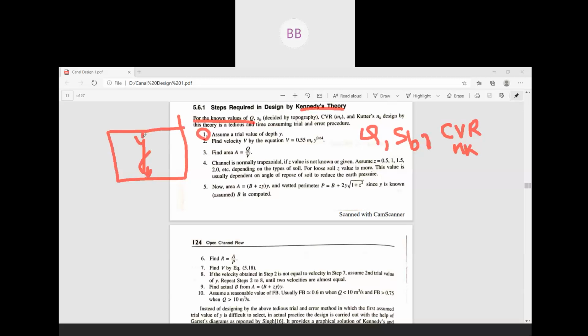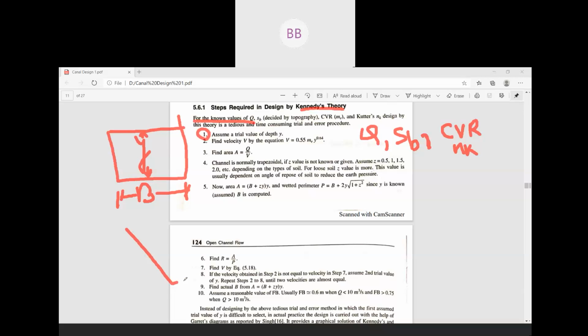Okay, at maximum depth of the channel, and one is the width of the channel if it is a rectangular channel. So these are the two parameters we need to construct a channel. Before constructing a channel, we need to know what will be the depth of that particular channel and what will be the width of that particular channel.